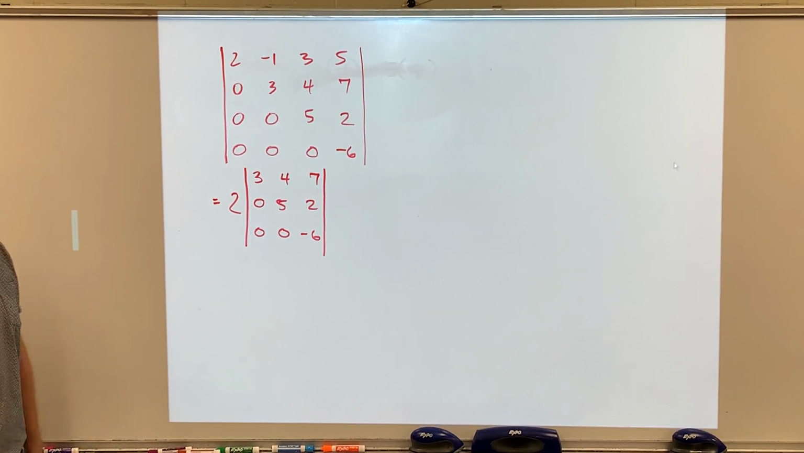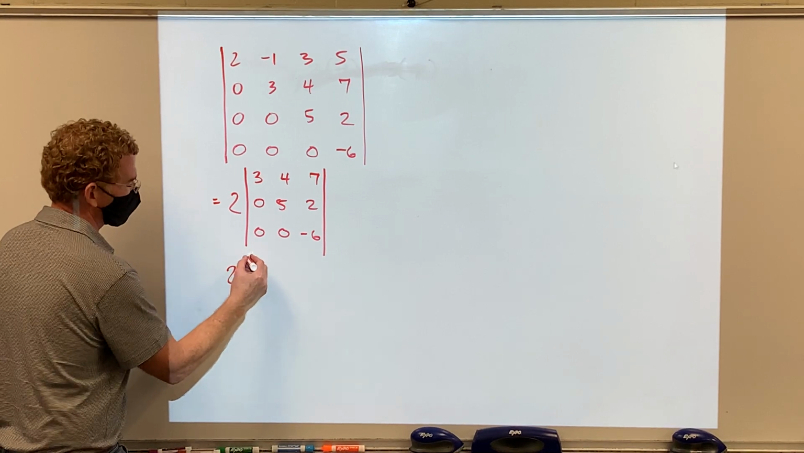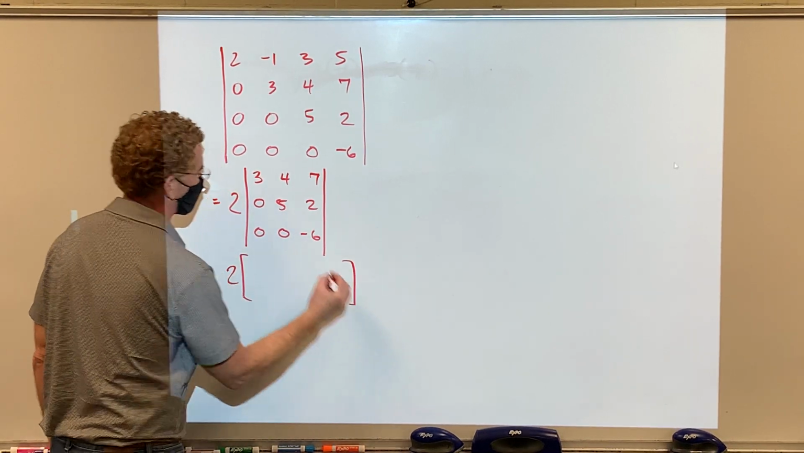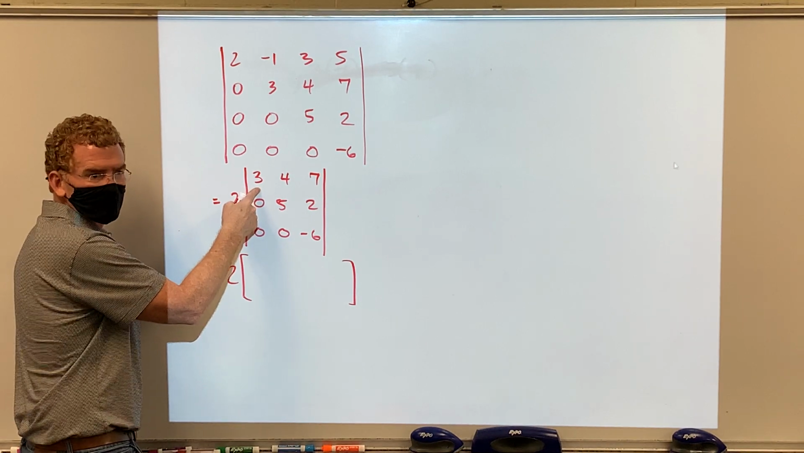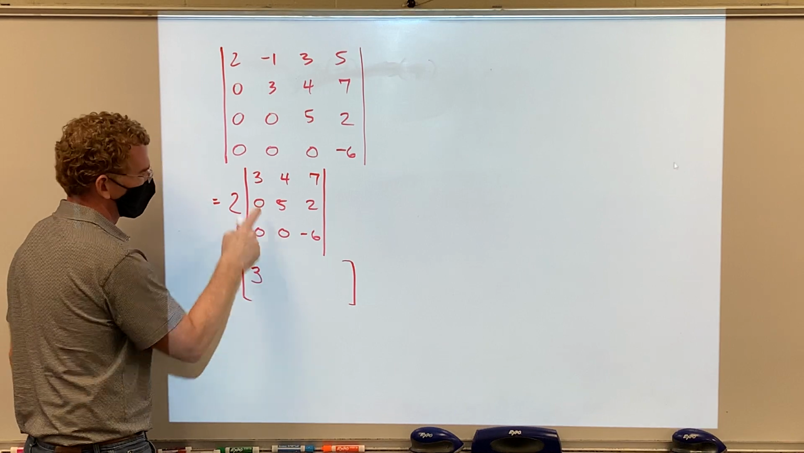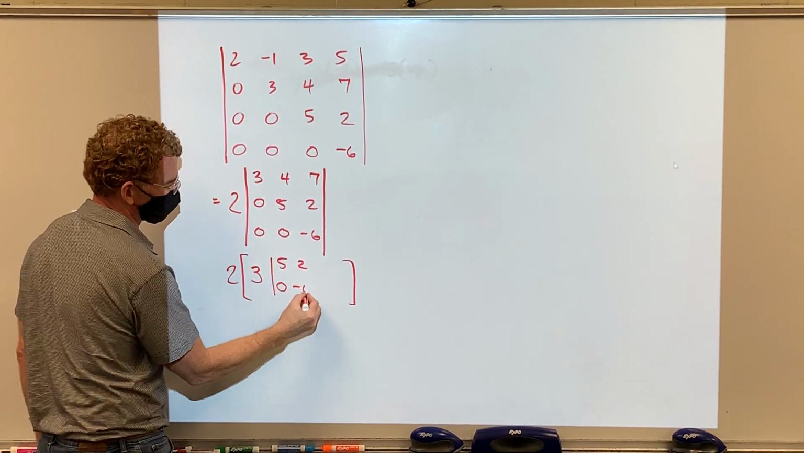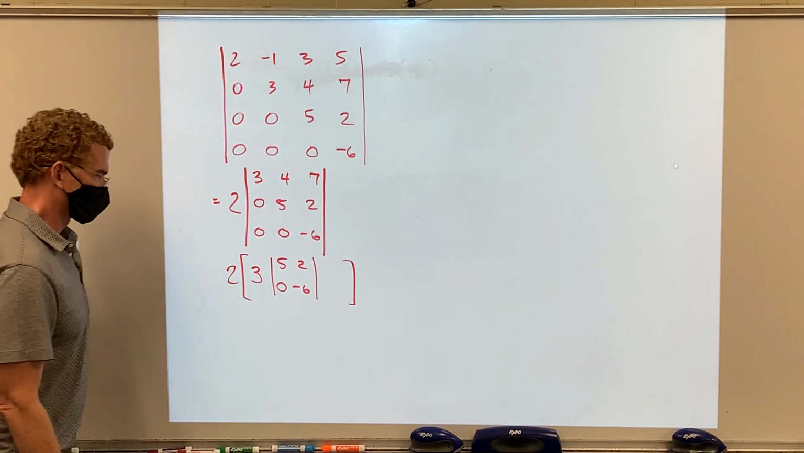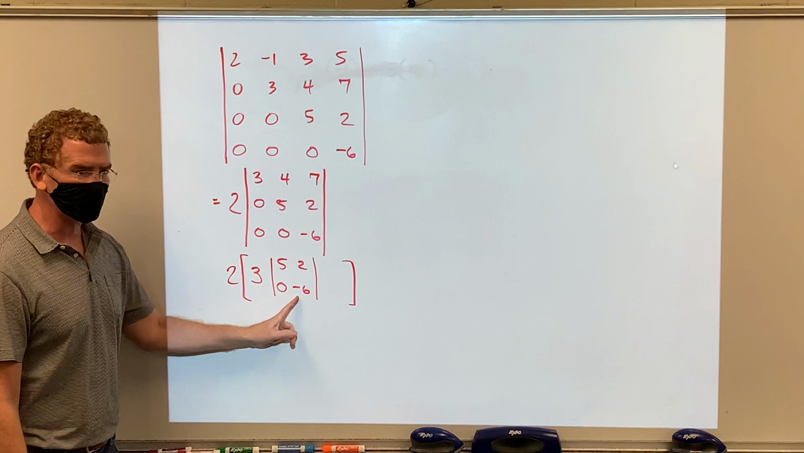How do you want to do this 3x3? Far left column. Far left column again. Great idea. So I'm going to drop the 2 down. How do I do the far left column? Now 3 is in a positive spot, right? Because it's the top left now. 3 times what? Its minor. I'm going to go ahead and write it out this time, just for you to see something. So I've got 2 times the 3 times its minor. Now how do I evaluate this minor?